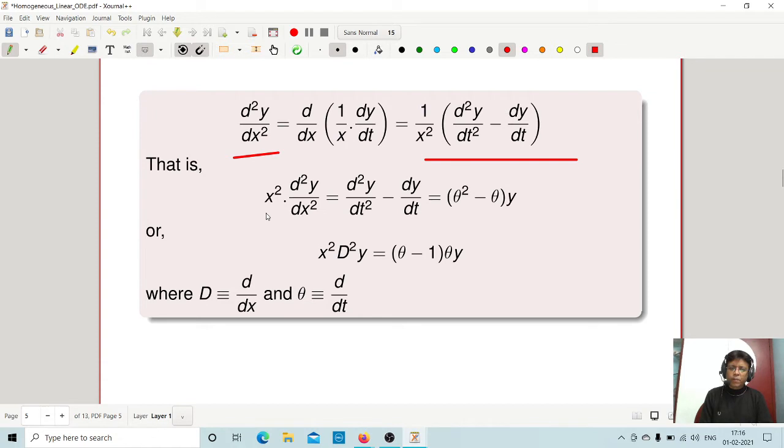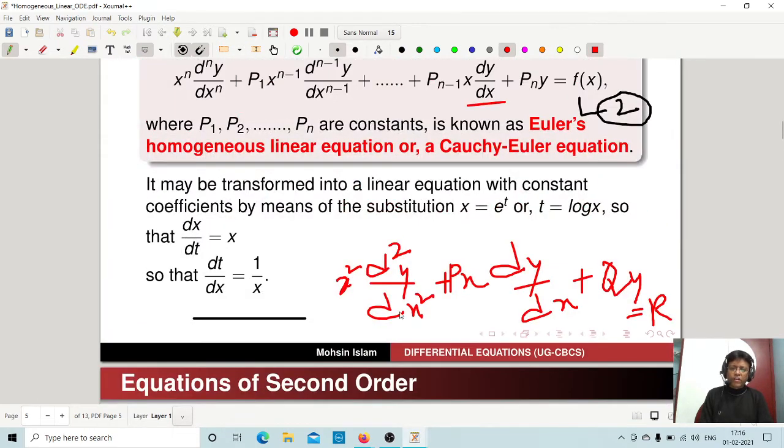Now if you take the cross multiplication, your x squared d2y/dx2 will be in terms of d2y/dt2 minus dy/dt. That is, in terms of theta squared minus theta, because d/dt is equivalent to the operator theta. So I have introduced another operator theta for d/dt, and D is the well-known operator for d/dx. So x squared d2y is equal to theta minus 1 into theta y. This is the conversion of x squared d2y. Your second order differential equation x squared d2y/dx2 is converted into that type.